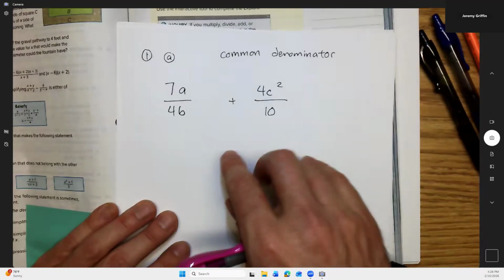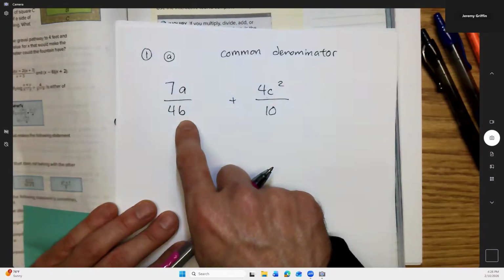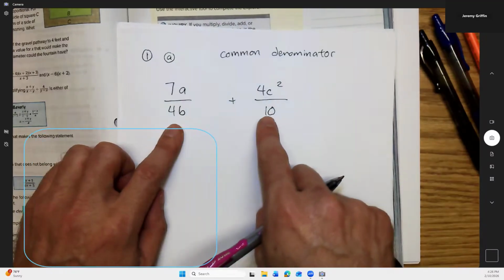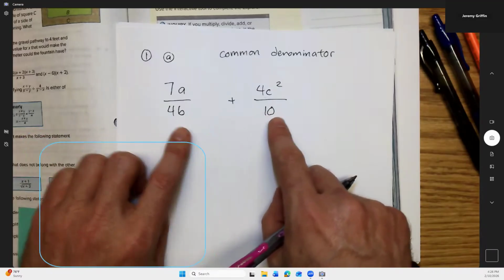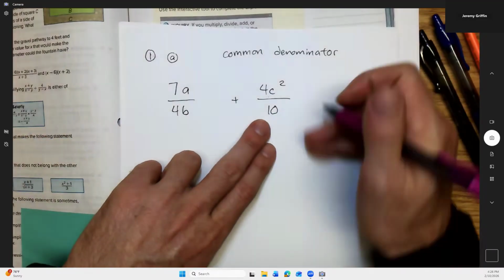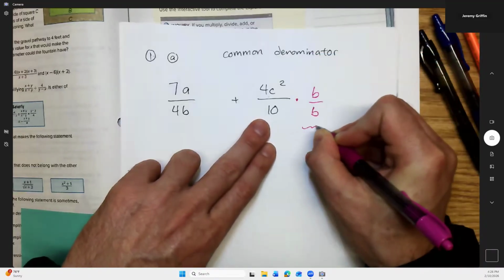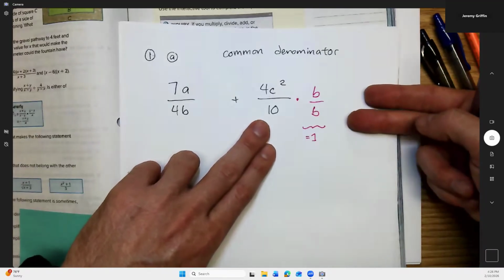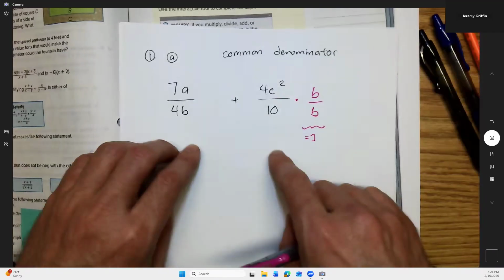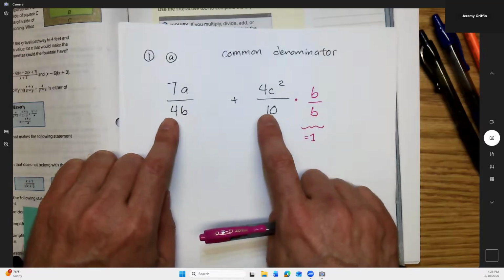It's got A's, B's, and C's and numbers flying all over the place. We can still use the same principle. What does this 4b have that the 10 lacks and vice versa? Well, I definitely know on the right side I need a b, so I can multiply it by b over b. Again, the fact that this is equal to 1 means that's a valid thing. I can always multiply something by 1 without changing the value. But now I've conveniently got a b in the denominator. That's nice. But what about this 4 and this 10?